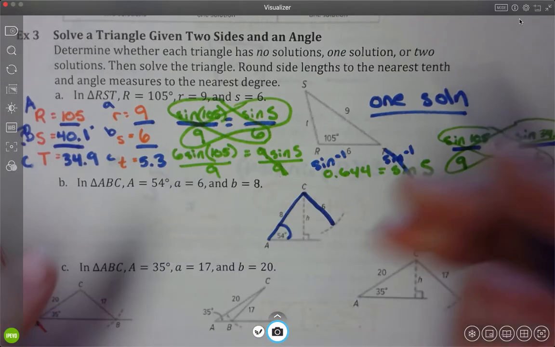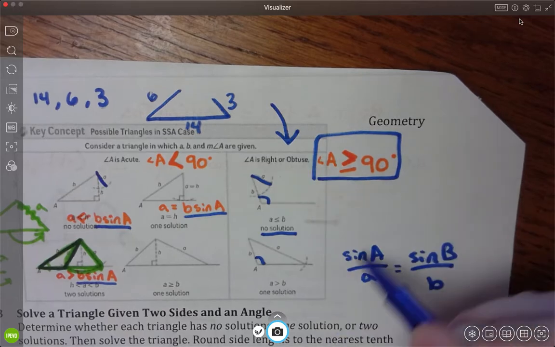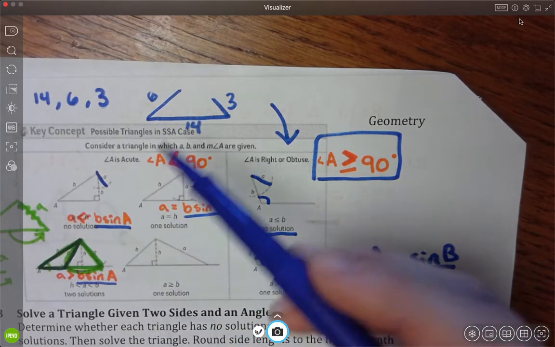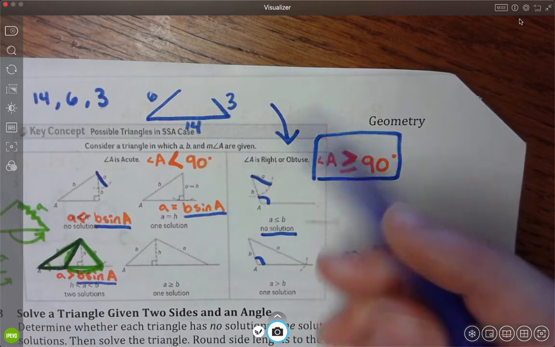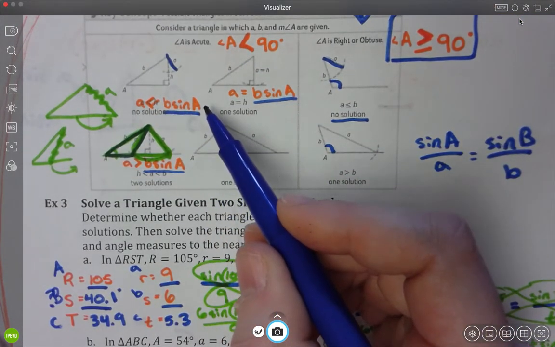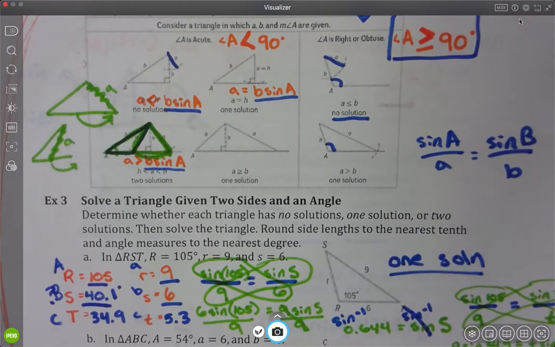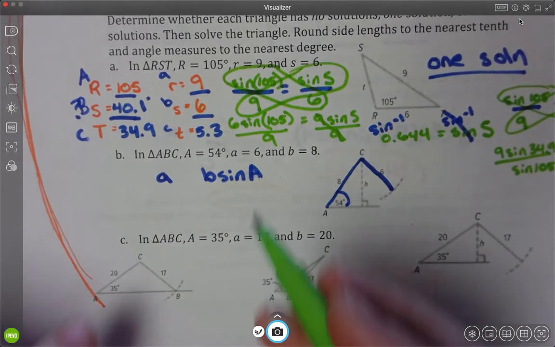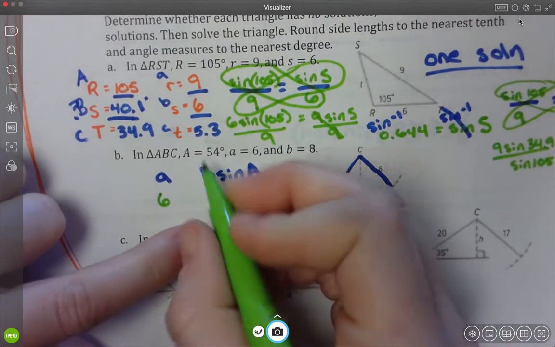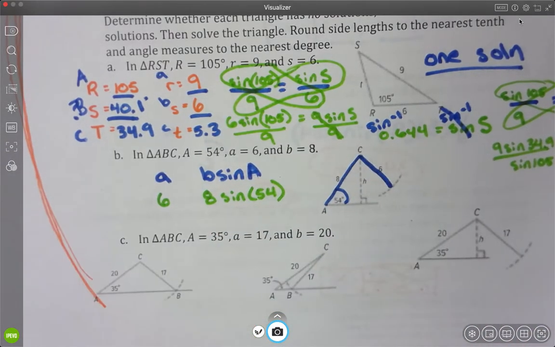So we want to look at this, and if we use our flow chart, A is 54 degrees, so we're not looking at the easy side, we're actually looking at the hard side. A is 54 degrees, which means we're less than 90. So then we need to look at B times sine of A. So we're comparing a and B times sine of A. If we plug those numbers in, a was 6, B was 8, sine of 54. I'm just plugging those numbers in for B sine of A.